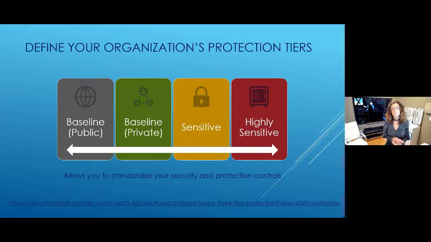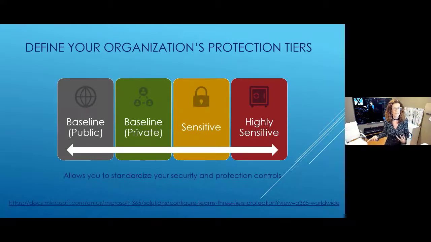Microsoft recommends defining protection tiers in your organization. The blog post I'm referring to at the bottom is them suggesting 3 tiers, and that's what I'm showing here. The baseline, public and private, they consider 1 tier. It's just separated by the privacy of it, but come up with your 3 tiers.